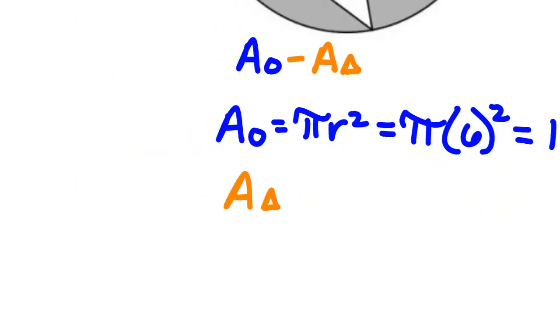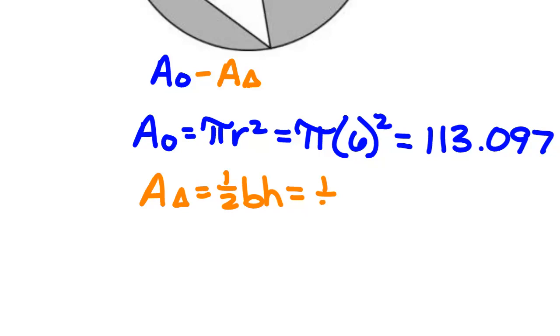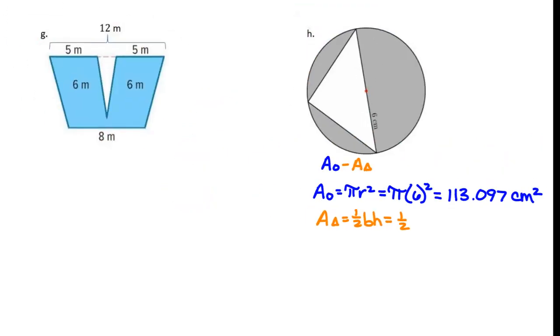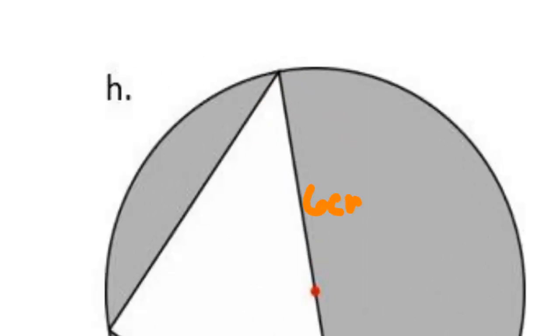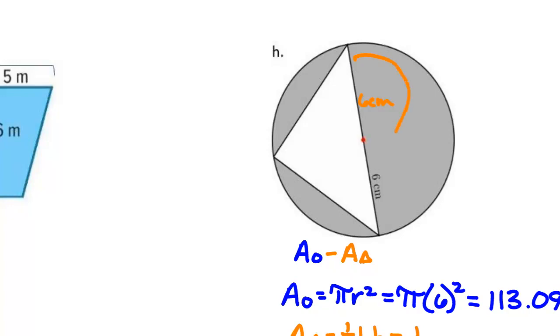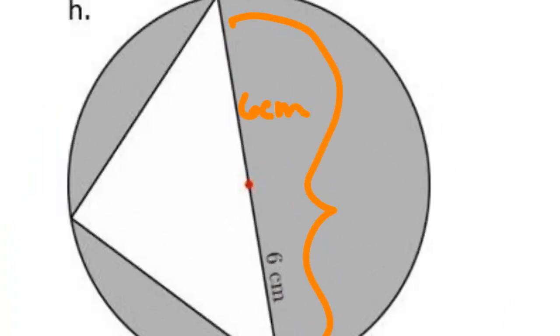Then we need the area of our triangle. How do we find the area of a triangle? 1/2 times base times height. So 1/2. The only thing that I have to work with is this right here. How big would it be right here? That'd be another 6 centimeters. So how big is this whole side? 12 centimeters. There's my base.